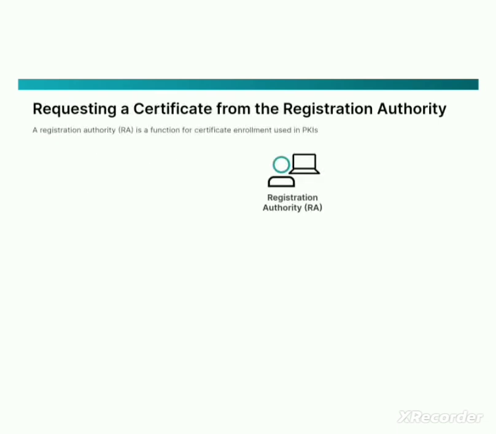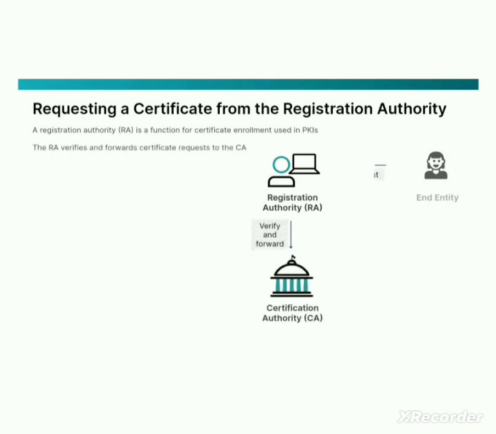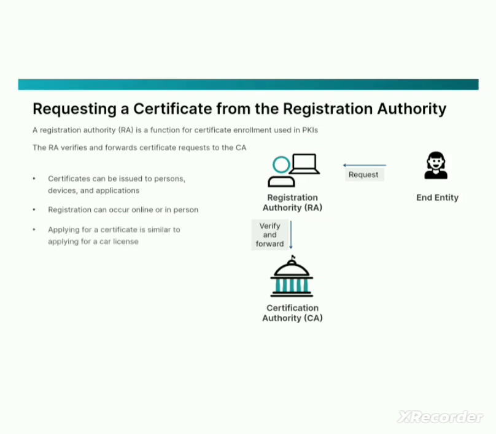A registration authority, RA, is a function for certificate enrollment used in PKIs. The RA verifies and forwards certificate requests to the CA. A person who requires certificates for themselves, for a device, or for an application applies online or in person to an RA. An RA can be an automated application or it can be manned by a person authorized to use an RA application. An RA is similar to an automobile licensing bureau. It must identify applicants and ensure that they meet the requirements for a car license.